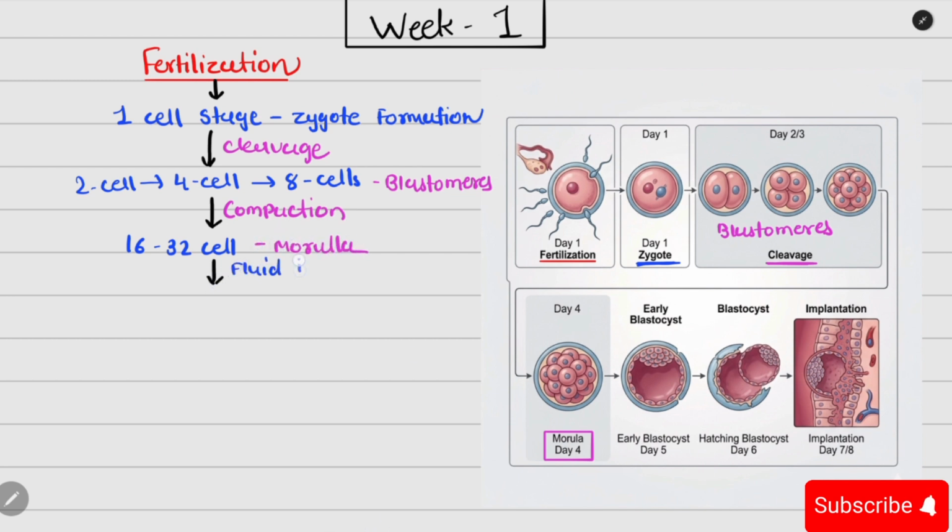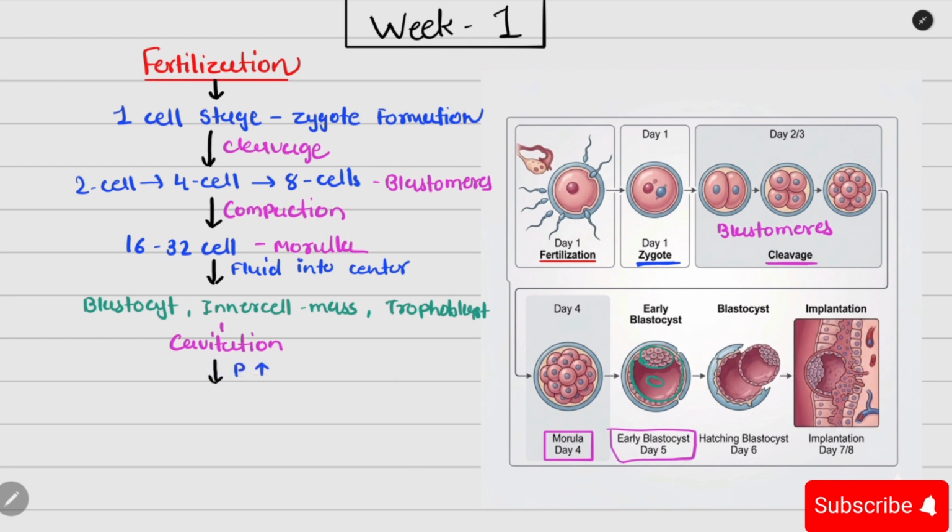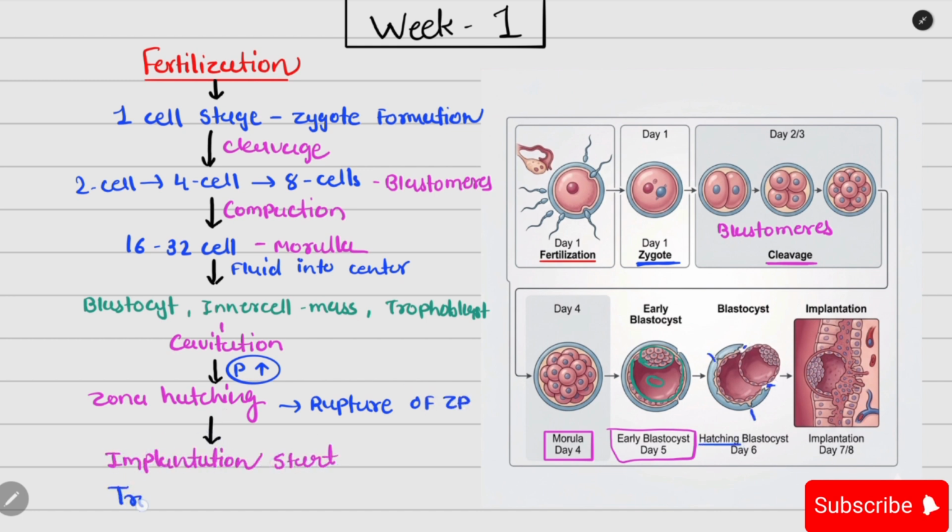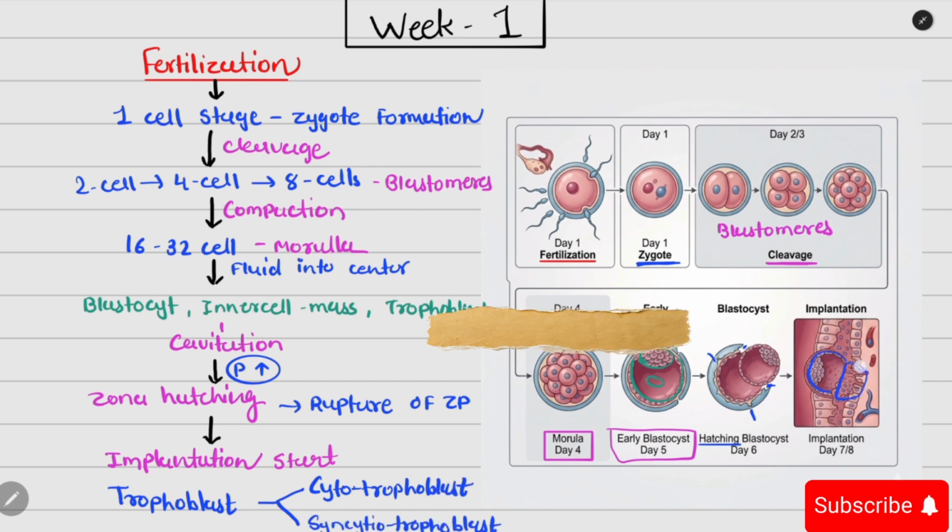Now fluid starts to pump inside the center and increase pressure, and form the blastocyst, and the inner cell mass and trophoblast develop. This is the cavitation process. As fluid is increasing and pressure is increasing, the zona starts to stretch and this is hatching of the zona, and then the zona pellucida will rupture. And then implantation will begin and the trophoblast divides into cytotrophoblast and syncytiotrophoblast.